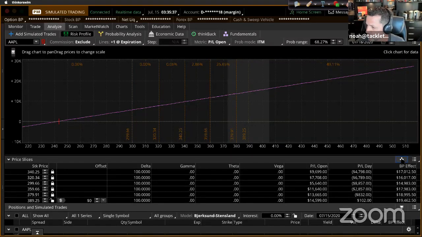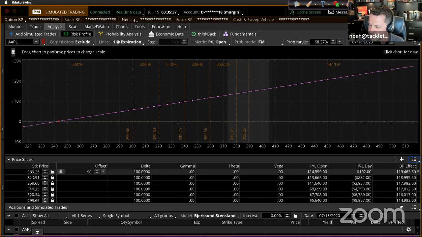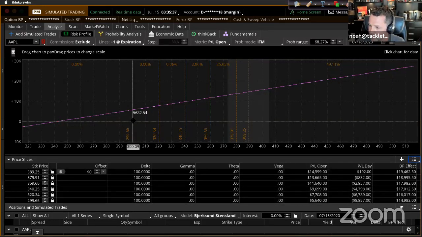So let me just add one of those back in. And I'm going to reorder these in descending order. So I'm going to reorder these slices by price. So it just puts them from highest price down to lowest price. Okay. So in that ballpark.